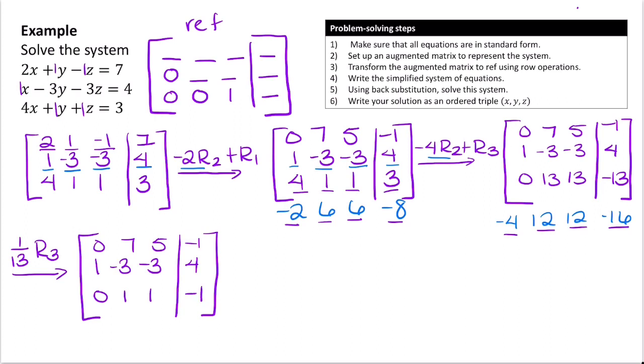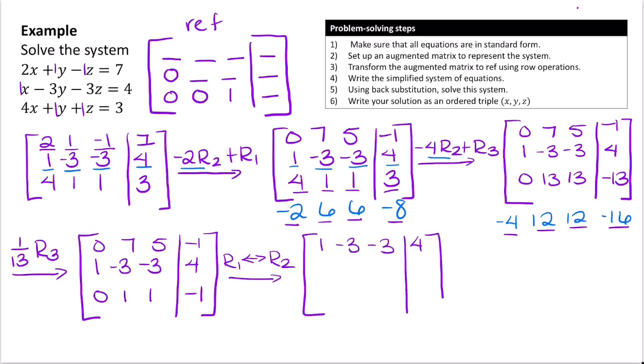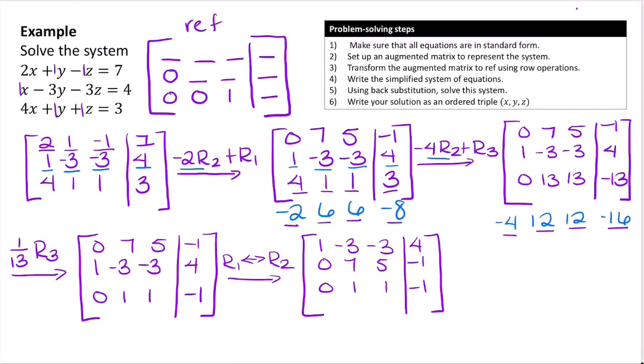Okay, so now I have 2 zeros in column 1, but when I look at row echelon form, I need those 2 zeros to be at the bottom. But that's a problem we can easily fix. We can just use our row switching to correct this. So I'm going to switch row 1 and row 2 so that we can move that 0 down. When we do that, row 1 is now going to become 1, -3, -3, and 4. Row 2 will now be 0, 7, 5, -1, and then we have 0, 1, 1, -1 for row 3.